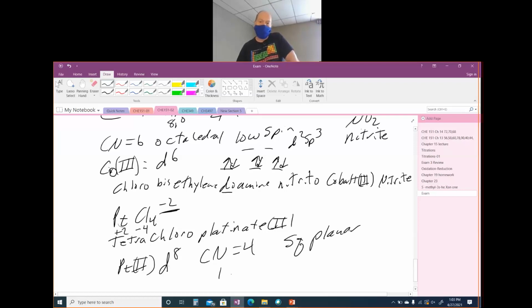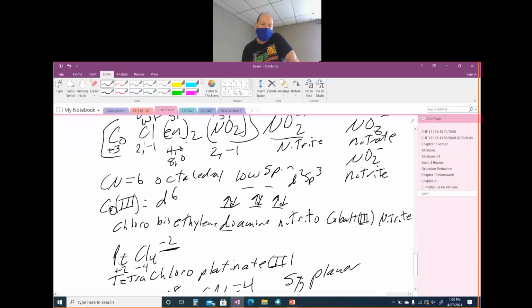16 electron complex, dsp2. We didn't do the electron count up here. We just add them up. You got your 6. So this is d6 plus 2 is 8, plus 8 is 16, plus 2, 18 electron complex. This is an 18 electron complex.